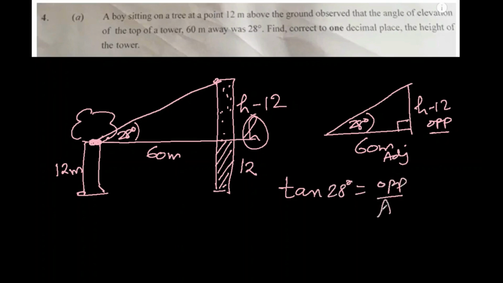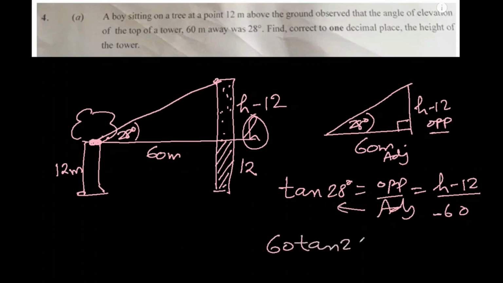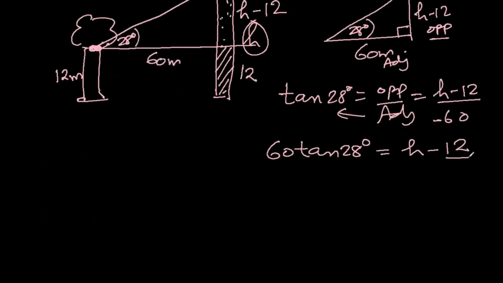So we can write tan 28 degrees is opposite over adjacent, which is h minus 12 over 60. So let's cross multiply. 60 will multiply with tan 28, so it becomes 60 tan 28 degrees equal to h minus 12. H minus 12 is without denominator because 60 went and multiplied with the other side. And now we can bring this 12 to the left side and add to 60 tan 28, and we got our answer straight away. Let me put this in the calculator and I'll get my answer.